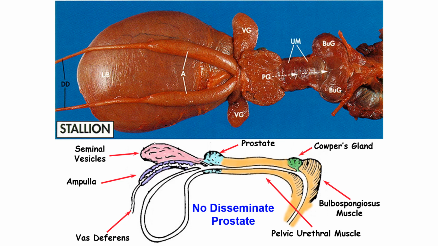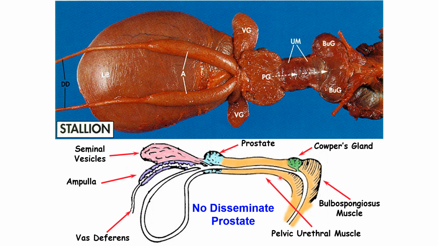This is the reproductive tract, particularly the pelvic part of the genitalia of the stallion, showing here the ductus deferens. We have also here the presence of the ampulla, the vesicular gland, the prostate gland, of course, we have here the associated muscle, the pelvic urethral muscle, and we have here also the Cowper's gland or the bulbourethral gland.